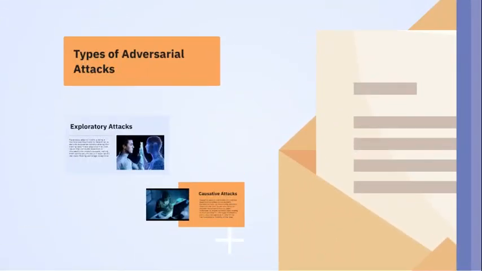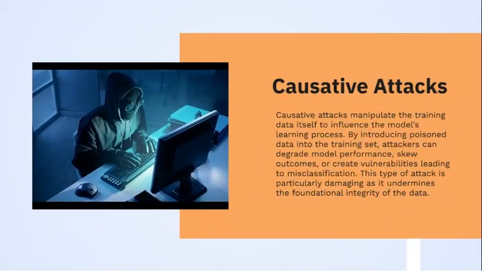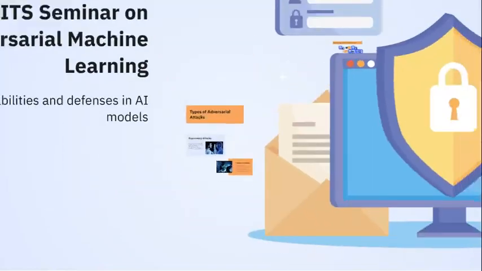So basically, all these attacks can be classified into two types. One is exploratory attacks, where attackers analyze a model's behavior to understand its decision boundaries, and without modifying the training data, they alter the decision boundary according to their will by crafting some malicious changes in the input data. The second type is causative attacks, where attackers manipulate training data to mislead the model into learning incorrect patterns. Attacks in detail.